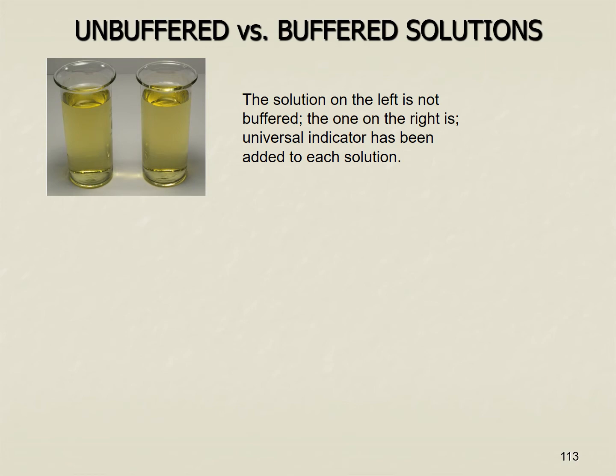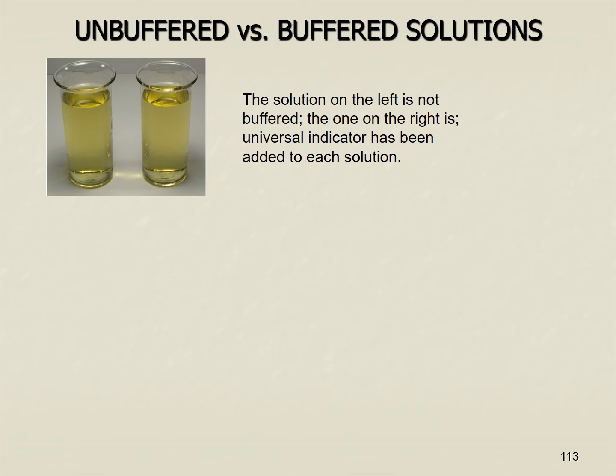So on the left, we have 2 solutions. The left-hand side is an unbuffered solution, so it's probably just pure water. It has a pH of 7, so the universal indicator in there is showing that it's a pH of 7. The one on the right, however, is also a pH of 7, but it's a buffered solution, so it has some kind of acid and conjugate base, some other chemicals besides just water in there that is making the buffer.